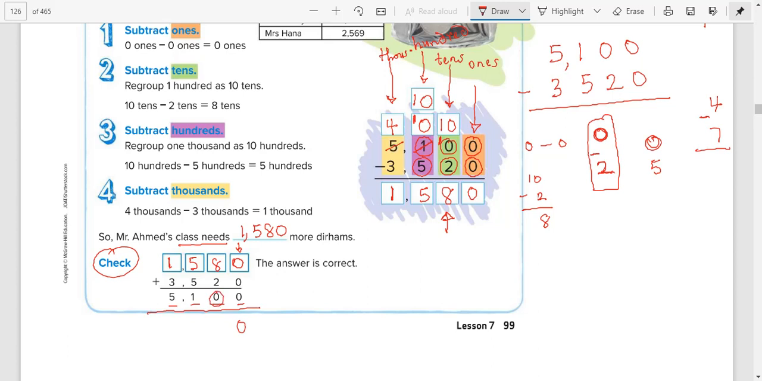You write 0, remember 1, take the 1 to the top. 1 plus 5 is 6, 6 plus 5, 11. Out of 11, you write 1. The remaining 1, take it to the top. Then we have 1 plus 1, 2, 2 plus 3, 5. Alright guys, so that is just a check.